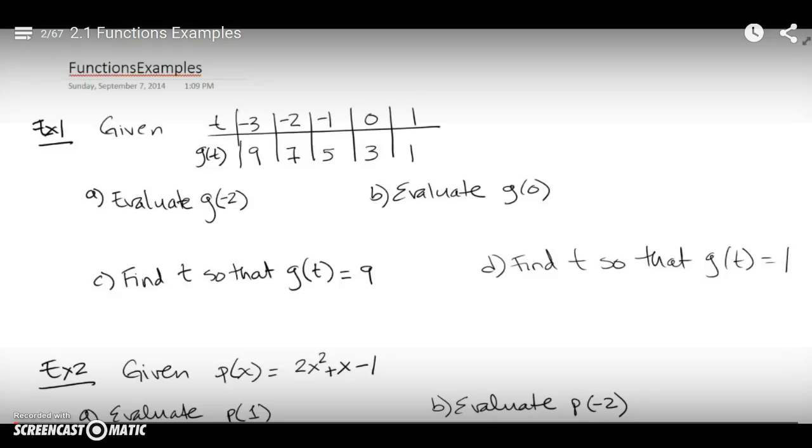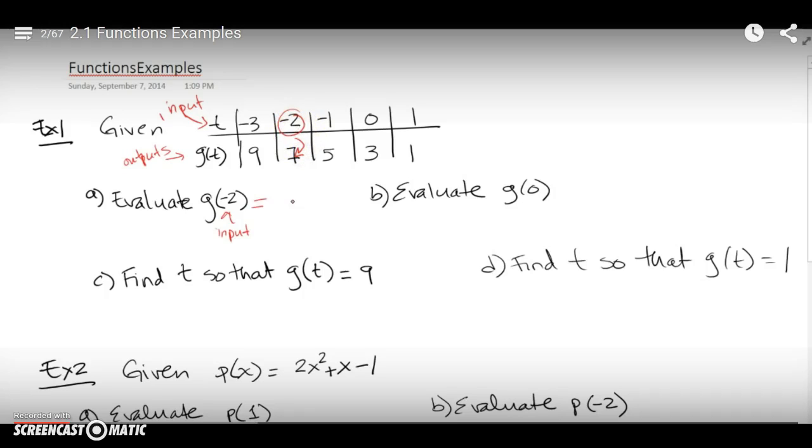Examples. Example 1 says, given this chart that represents a function, so t is all the inputs, and g of t is all the outputs. So if you want to think of it as x values inputs, outputs, y values. Evaluate g of -2. So the input is -2, which means we go to the t value of -2 right here, and we're supposed to find basically what the output is. G of -2 evaluates to what?